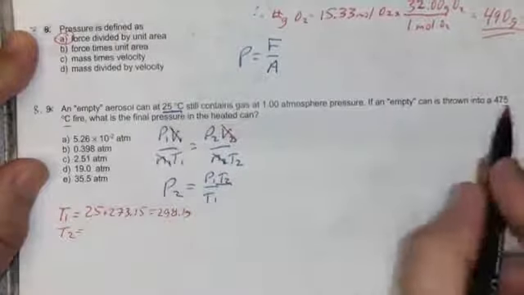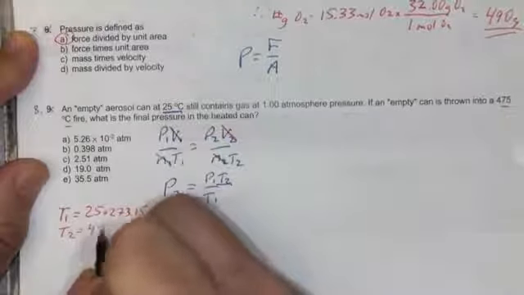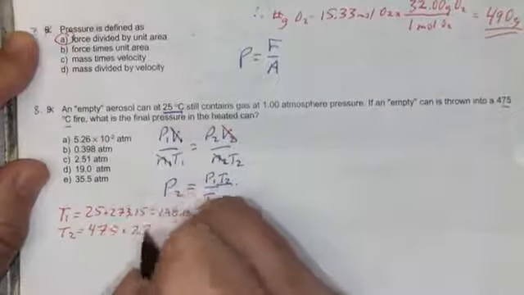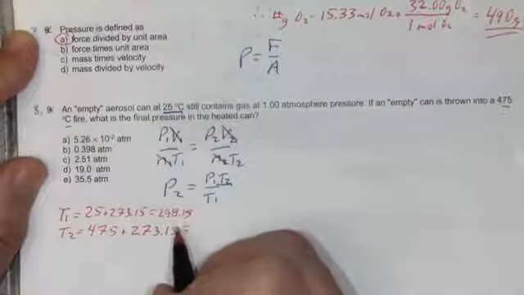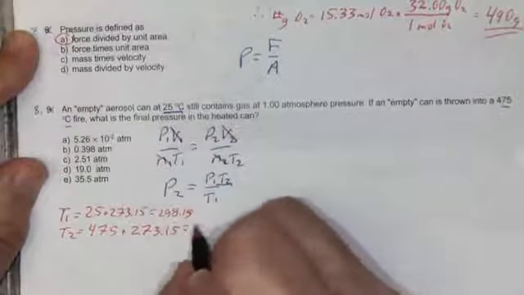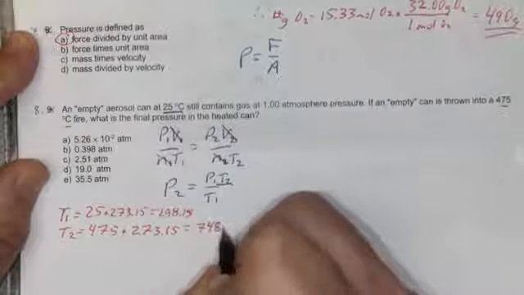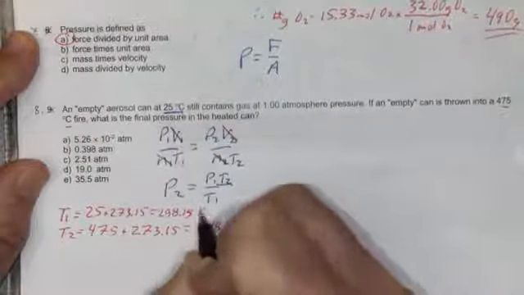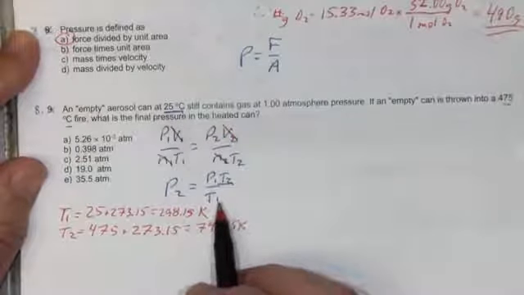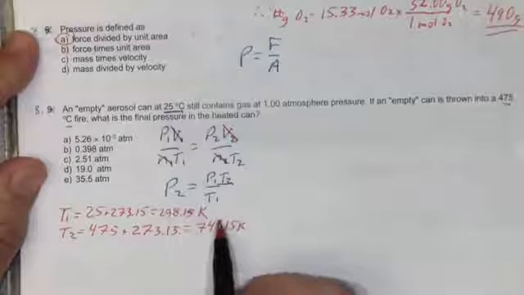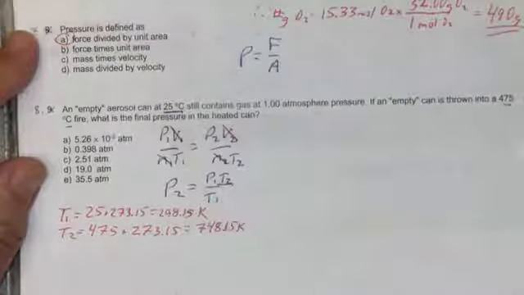T2 is going to be 475 plus 273.15, so that T2 calculates out to be 748.15 Kelvin. These are both Kelvin. Anytime you do a gas laws calculation, the unit of temperature must be Kelvin. Pressure can be any unit as long as you're consistent, but temperature must be in Kelvin.